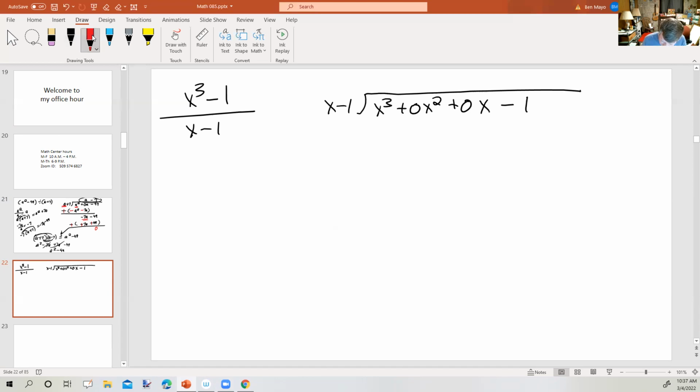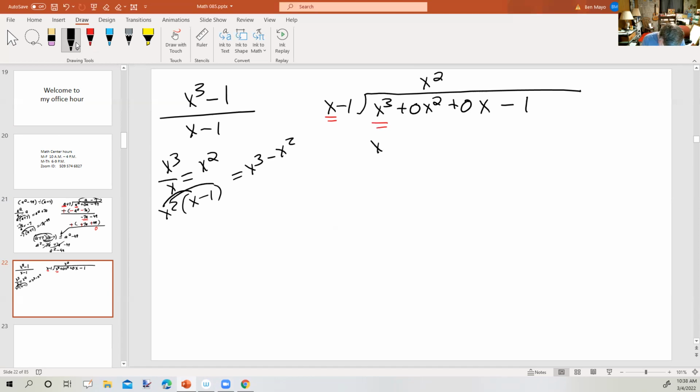All right. We'll take the leading term inside divided by the leading term outside. X cubed divided by x is x squared. Then we take the x squared times the divisor, the x minus 1. Distributing, we get x cubed minus x squared, which we put over here. But we're going to subtract that quantity from what's up above. We'll change subtraction into addition of the opposite. Adding up the columns, x cubed plus negative x cubed is 0x cubed. 0x squared plus 1x squared is 1x squared.